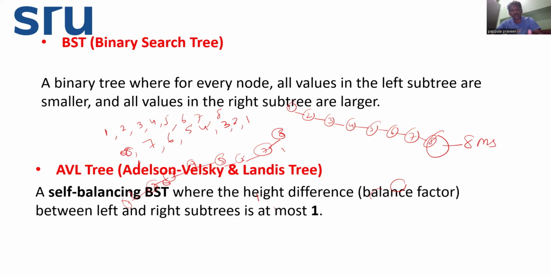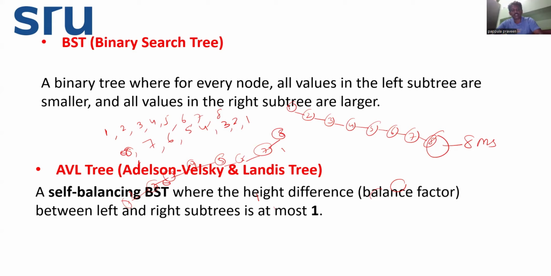And 4 is compared with 3, 3 with 2, 2 with 1, and finally 1 is available in the last node. So these are the drawbacks in the binary search tree. If you have a left skew tree or a right skew tree, then the time complexity will increase. That's why we are moving from binary search tree to AVL tree.